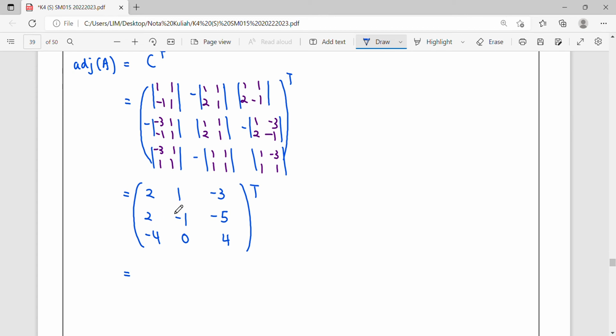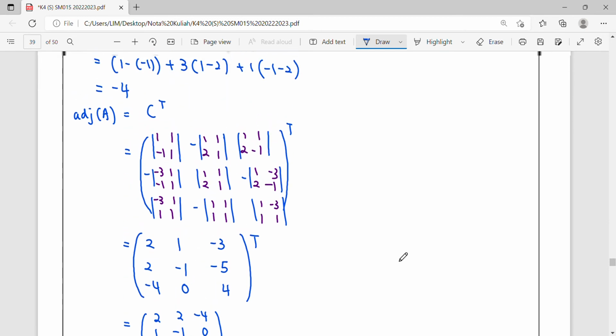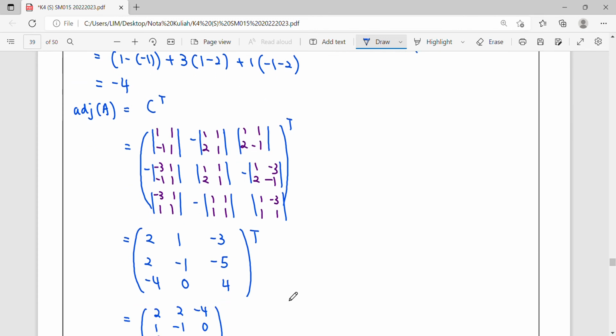After finding all these cofactors, we're going to transpose. Transpose means rows become columns. So the first row here will become the first column. The second row will become the second column. The third row becomes the third column. Therefore, finally, we can obtain our A inverse, which is 1 over determinant times the adjoint matrix that we found just now.